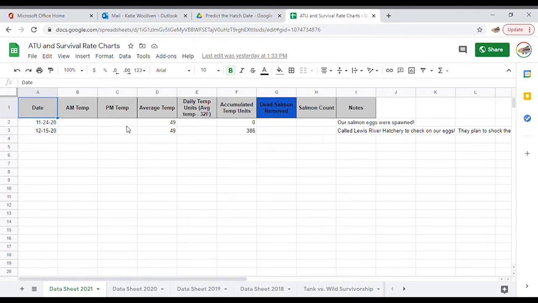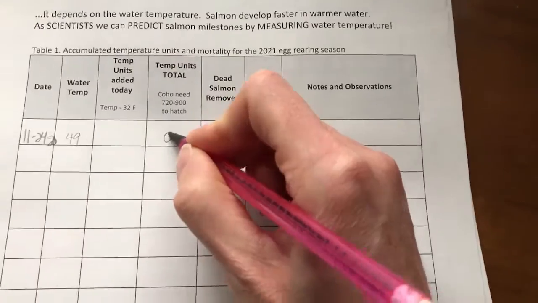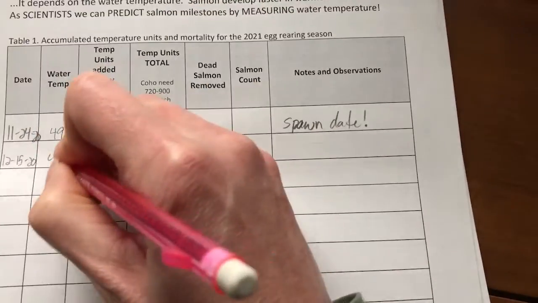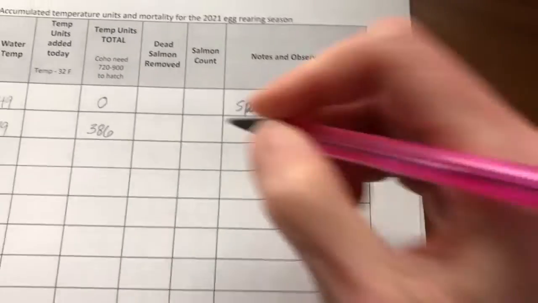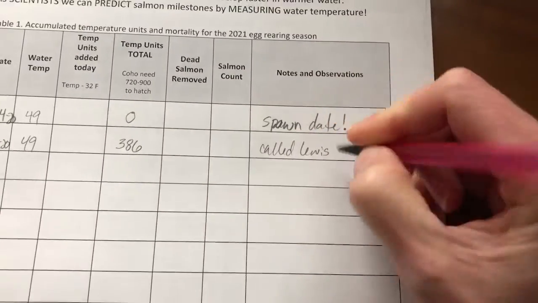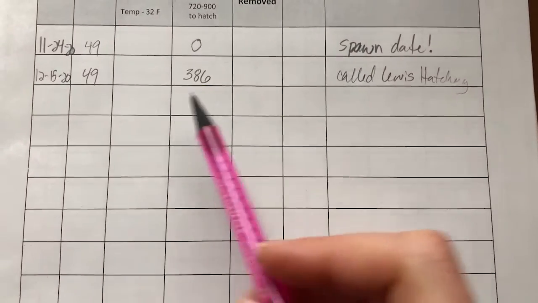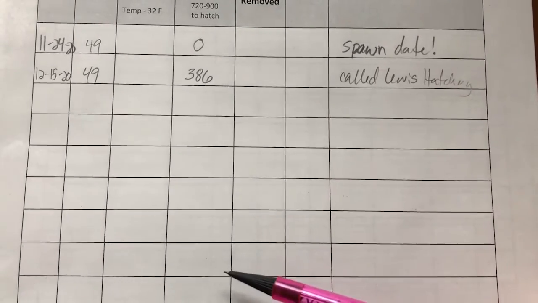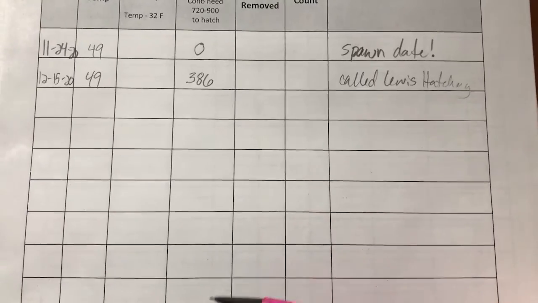I'm going to go ahead and start filling out my Write in the Rain data sheet. Okay, so now I'm going to start to think about my prediction of when these are going to be hatching. That's important to me because I want to know, are these eggs going to be hatching before they get into your tank?